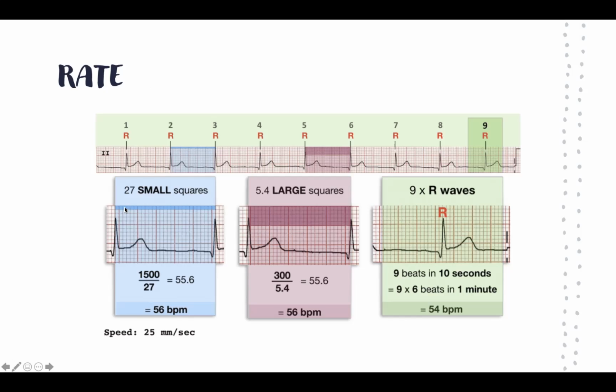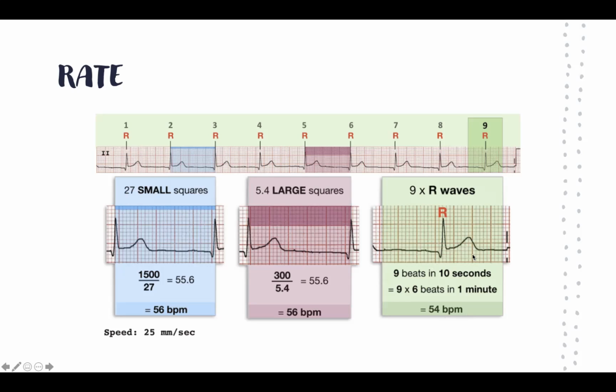One common way that I always use is, if it's a 10-second strip, a standard strip, you can count the number of QRSs. So there are 9 QRSs: 1, 2, 3, 4, 5, 6, 7, 8, 9. You multiply it by 6, which leads us to 54 beats per minute, as it's a 10-second strip.